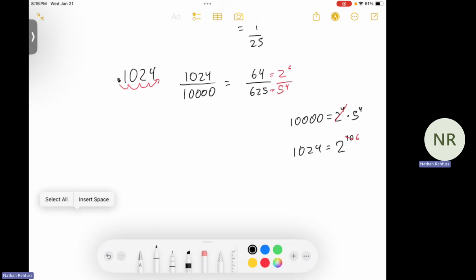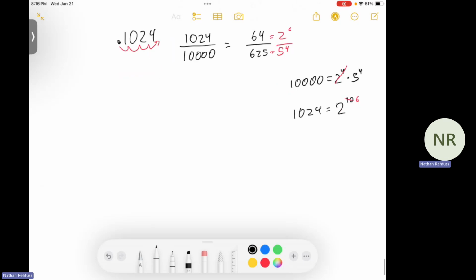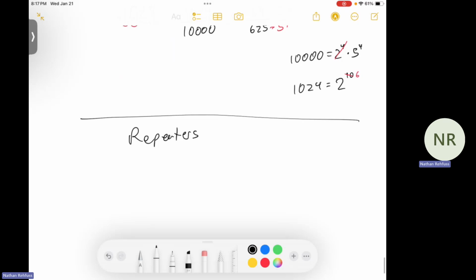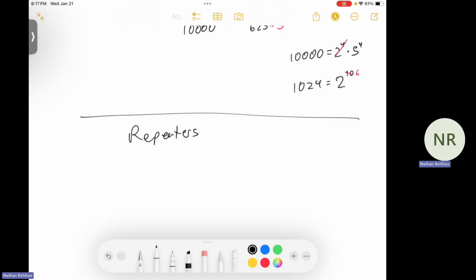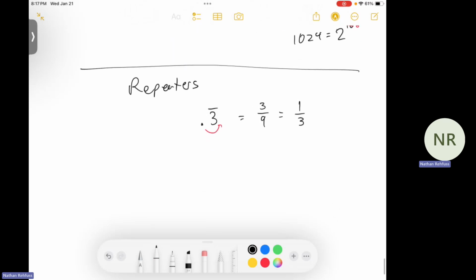Okay, did you know that there's a trick like this for repeating decimals? It turns out if I had 0.3 repeating, I have to go 1 digit, and this time I'm going to divide by 9 instead of 10. 0.3 repeating is 3 over 9, which is 1/3. That's the answer we had up above.